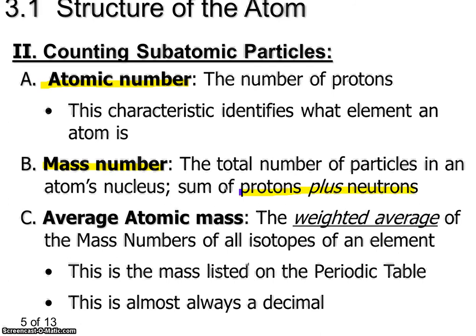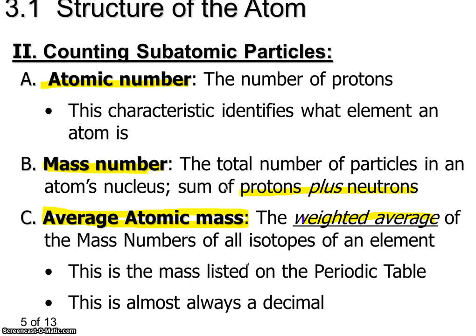So that is for any given specific atom. On the periodic table, however, they don't use mass number. They use the average atomic mass, and that is because not every atom of an element has the exact same mass number. So the average atomic mass listed on the periodic table is the weighted average of the mass numbers of all isotopes of an element.